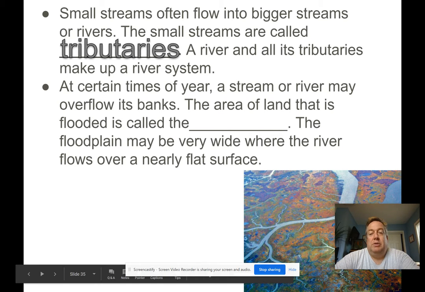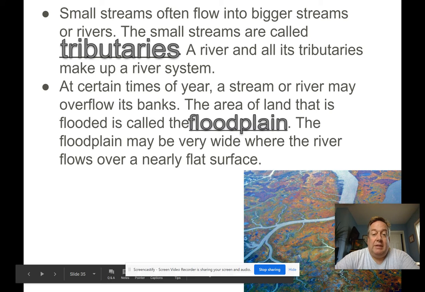All right, certain times of the year, a stream or river may overflow. This happens a lot with the Mississippi River, and there'll be years where you're going to notice in the news it happens a whole lot. It's going to flood and overflow that area, and we have millions of people who live very close to the Mississippi or other rivers, and when they flood, their houses get destroyed.